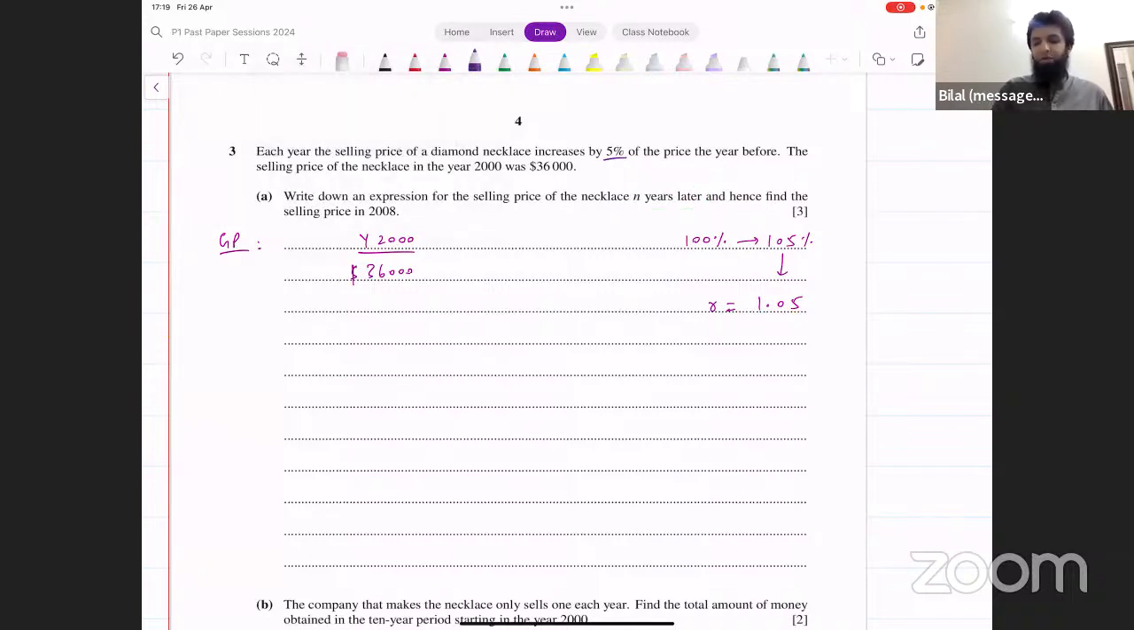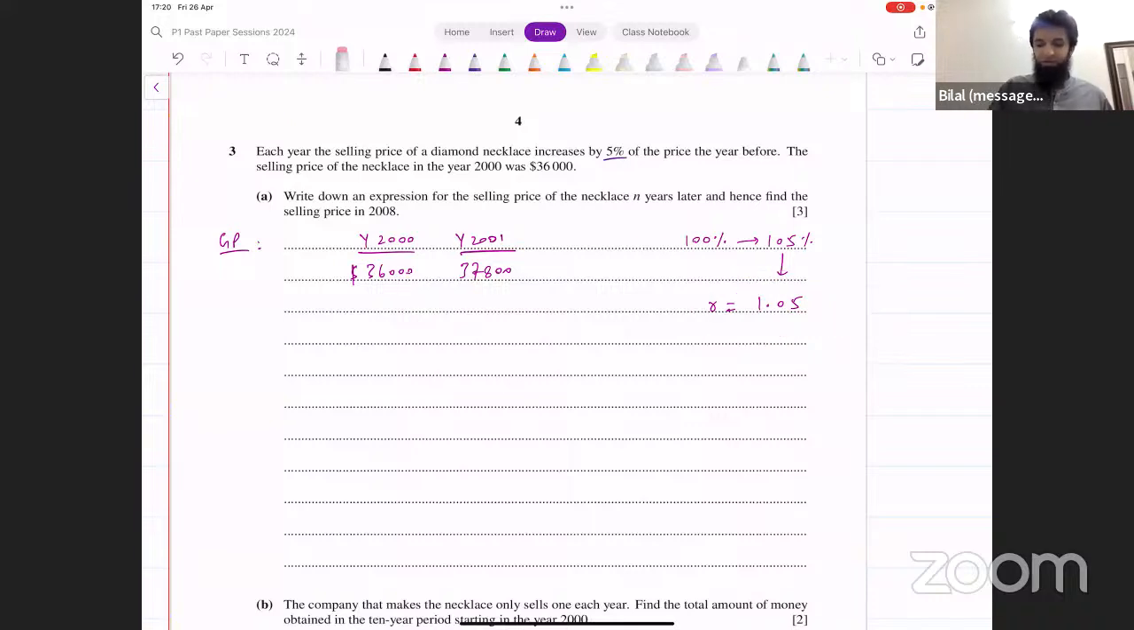If you're not sure about that, what you can also do is find the value of this number in year 2001. If you can't figure out the ratio directly, just increase 36,000 by 5%. What would that be? 36,000 multiplied by 0.05 plus 36,000. This number would turn out to be 37,800, and then you can divide 37,800 by 36,000, and you would get the same ratio from that as well. So if you can't figure out the ratio directly, this could be another way of doing that as well. Okay.